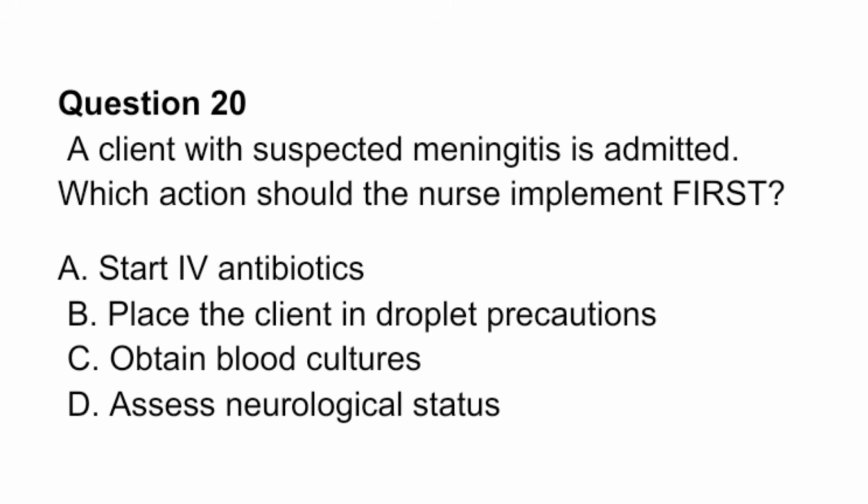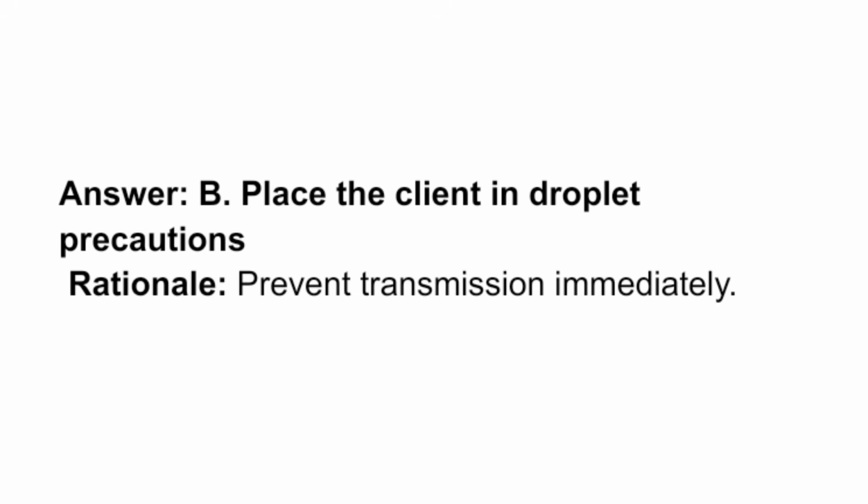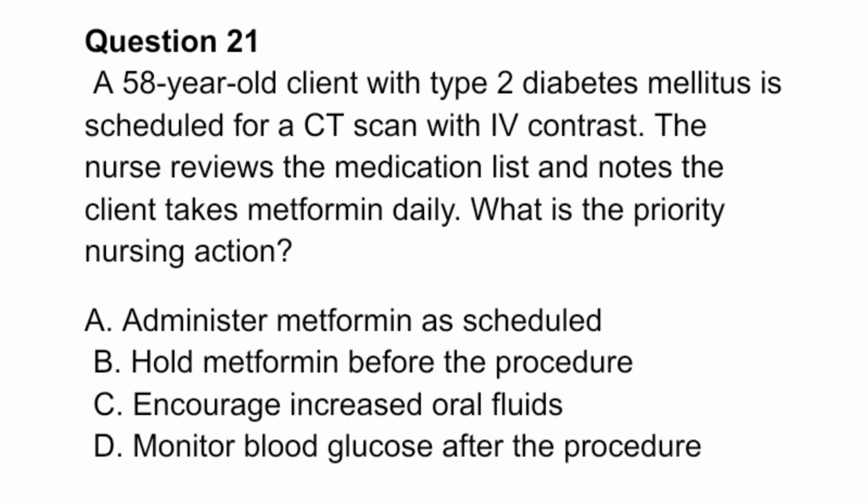Question 20. A client with suspected meningitis is admitted. Which action should the nurse implement first? A. Start IV antibiotics. B. Place the client in droplet precautions. C. Obtain blood cultures. D. Assess neurological status. Answer: B. Place the client in droplet precautions. Rationale: prevent transmission immediately.